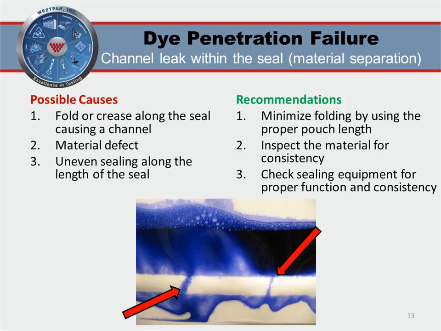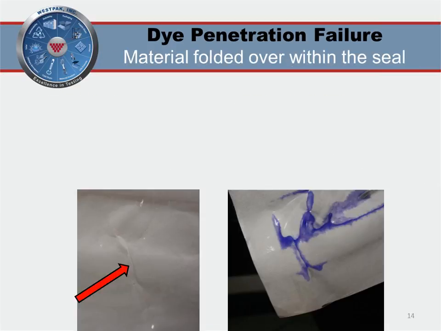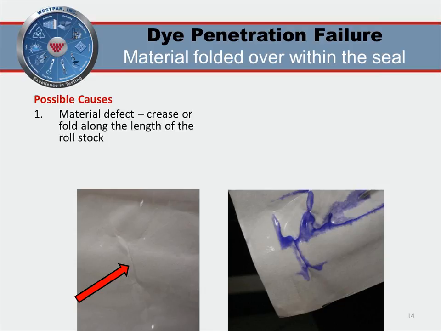Another type of failure we see during dye penetration testing is from improper sealing. And again, we don't see it too often here, but when we do, it's pretty obvious. With this type of failure, it's when the material was actually folded over during the sealing, which caused the channel in the seal, as you can see pictured here. So this could be a cause of a material defect. The roll stock could have a crease or fold along the entire length of it, causing this issue, or it might be from an improper sealing process.